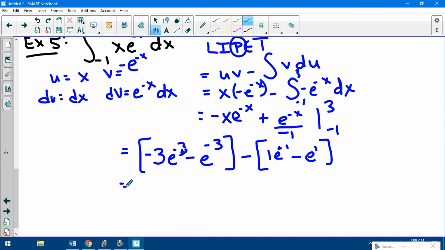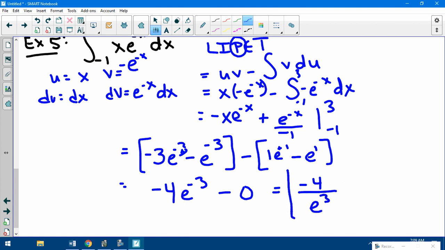Okay, so -3 e to the -3 minus 1 e to the -3, that's really -4 e to the -3rd. This is just e to the first minus e to the first. That's going to go away, minus 0. So my answer is -4 over e cubed. So that's what e to the -3rd means. All right, and there you have it. So now you pretty much know the entire AB Calculus curriculum.